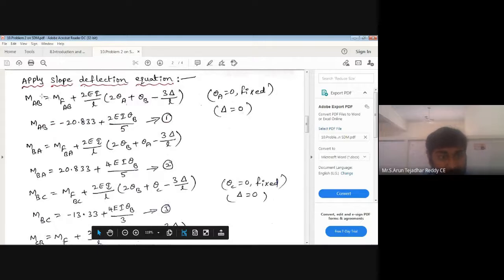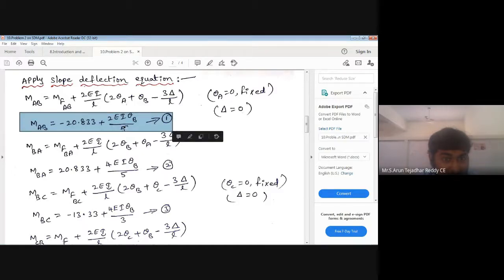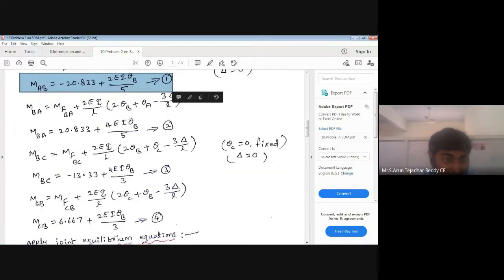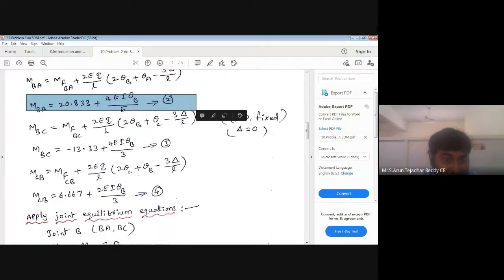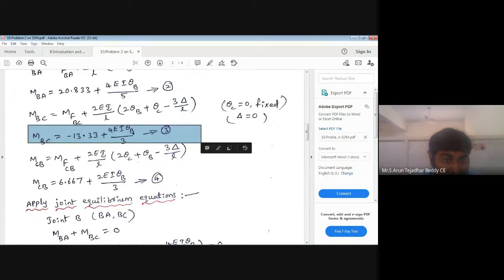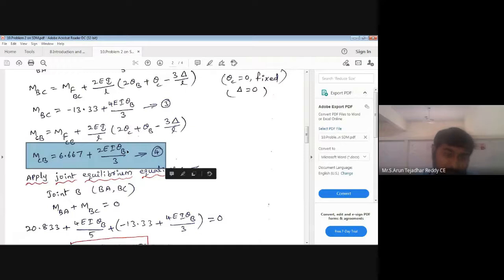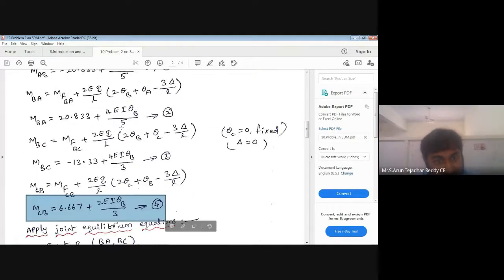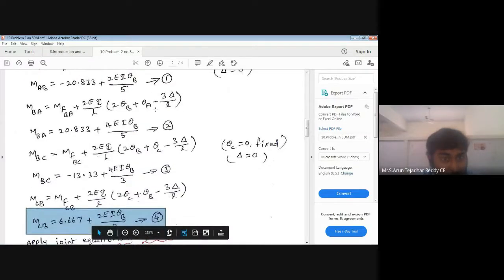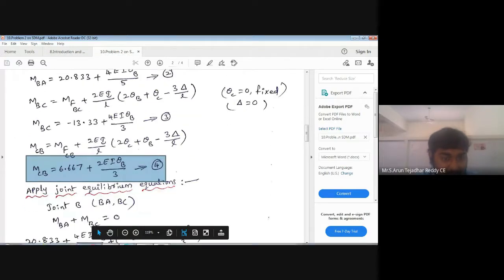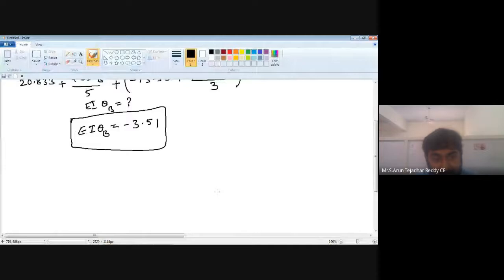This is our second step. Apply slope deflection equation. Here MAB I got only EI theta B, and MBA also theta B. MBC also it is theta B. MCB also theta B. So here EI theta A is not required, as well as EI theta C, because in these four equations we don't have any theta A or theta C value, so it is not required. Now it's very simple.